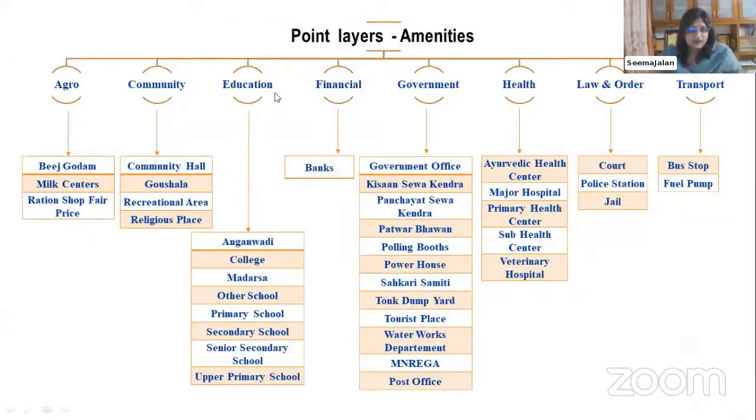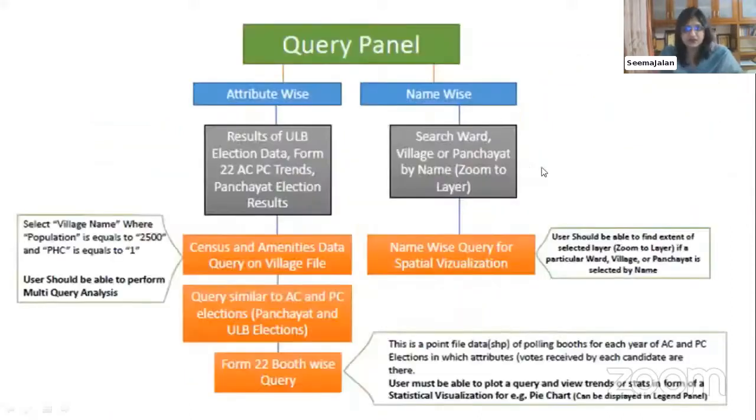These are some of the attributes that we have hosted on the portal. They are related to the agricultural infrastructure, the community facilities, education infrastructure, financial infrastructure, the government offices which are there, the health infrastructure at all levels, the law and order, the police stations, the thanas, chowkis, everything, and also the transport infrastructure we have hosted on the portal.